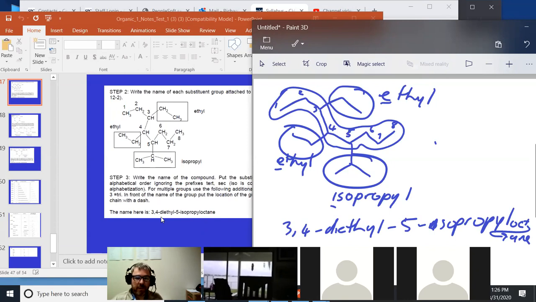So the way it's formatted is you have the numbers that indicate the locations of those 2 ethyl groups, 3 and 4, and those are separated by commas. And then there's a dash here, and then the group, and then a dash separating the numbers from the other groups. So that formatting is going to be important. All right, any questions?